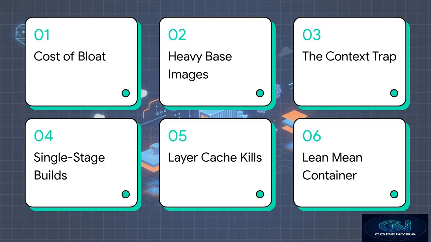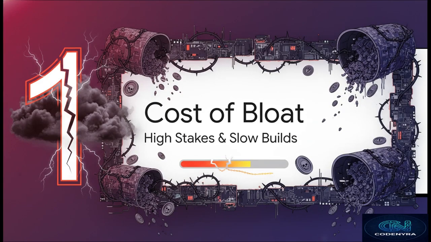Here's the roadmap for today. We'll start with the high cost of bloat, then hit mistake 1, heavy base images. After that, we'll tackle the context trap, single-stage builds, and layer cache kills, before wrapping up with the lean, mean container. We're going to look at exactly how to fix these issues to shrink your images and seriously accelerate those builds. All right, Section 1, the high cost of bloat.